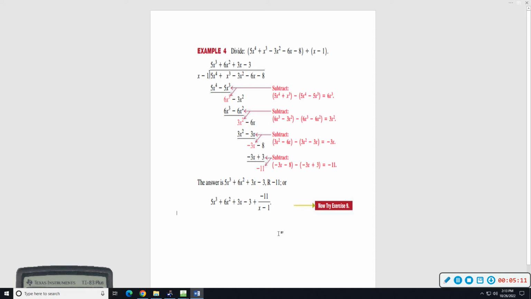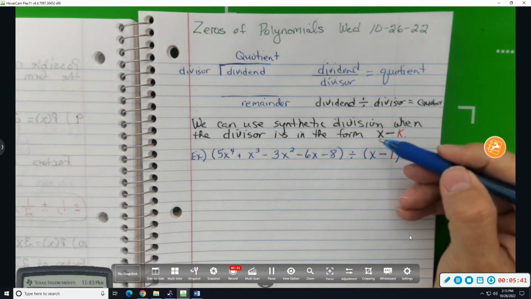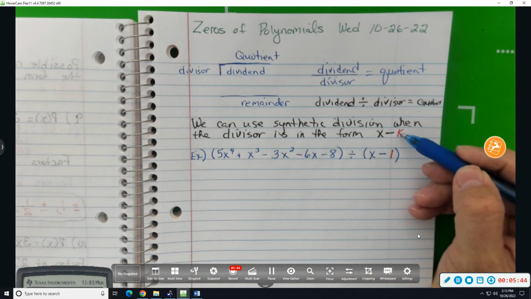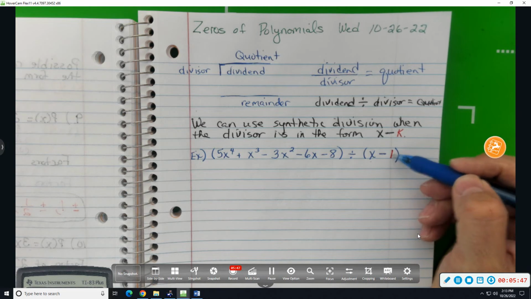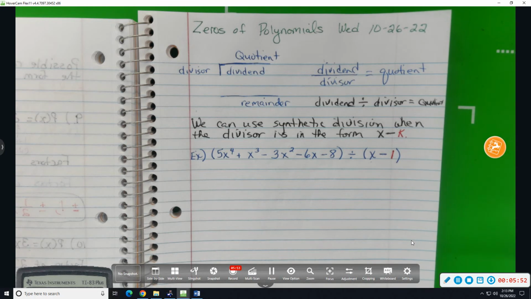You'll see that in a moment. 5x to the 4th plus x cubed minus 3x squared minus 6x minus 8. That's the dividend, and we're going to divide it by the divisor, x minus 1. So, is the divisor in the form x minus k? Well, yes. X minus k, notice I have it in red, just like the 1. The k value is 1 here, and that's going to be significant in how I set these up.